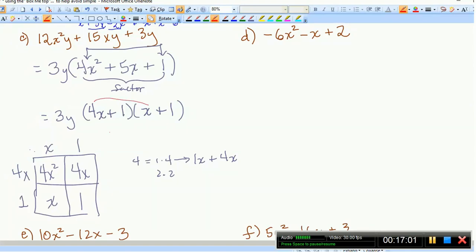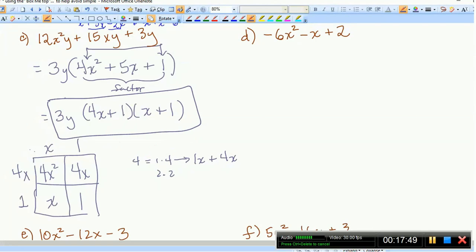So first would be 4x squared, outer would be plus 4x, inner is 1x, and last is positive 1. Of course, combine your center terms and we have 4x squared plus 5x plus 1. Looks good, you guys. We got that original trinomial. And none of the individual factors can be broken down any further. So this would be my solution. Here's your solution there.